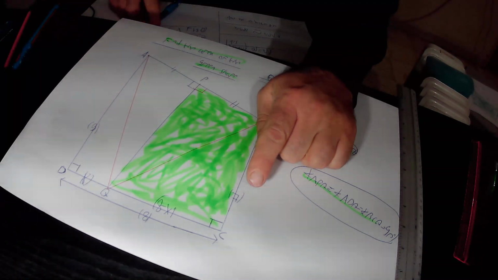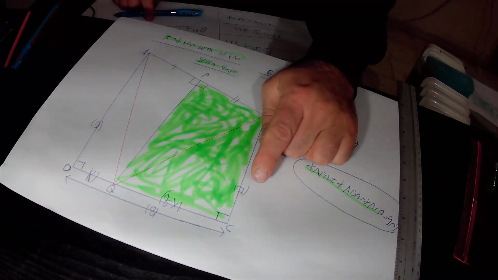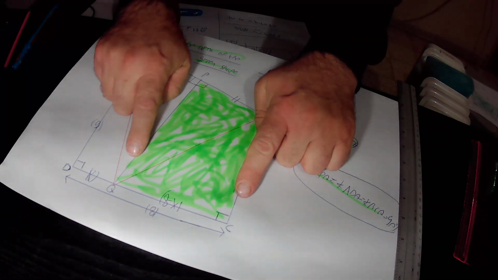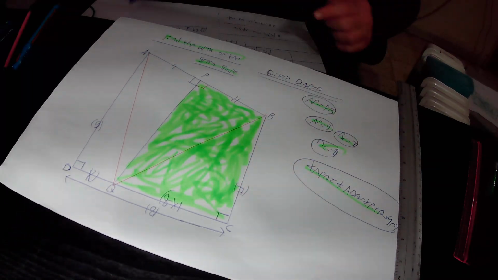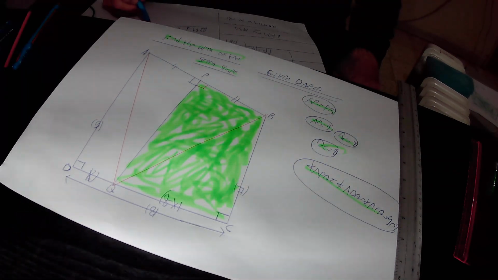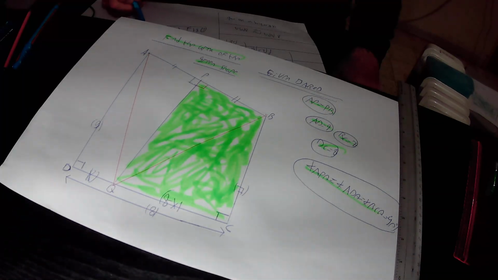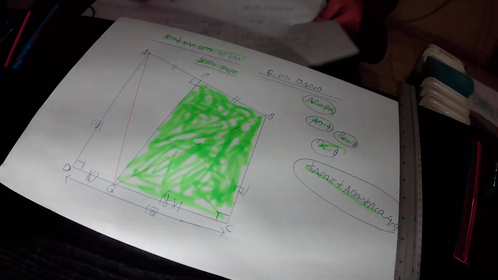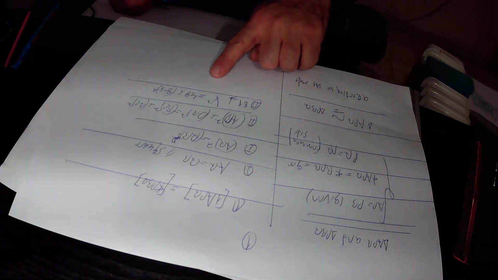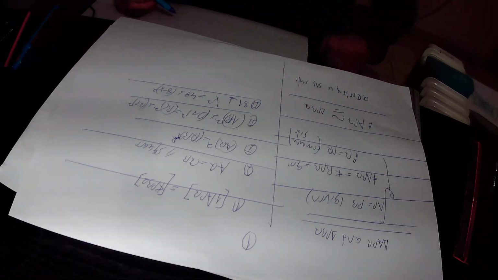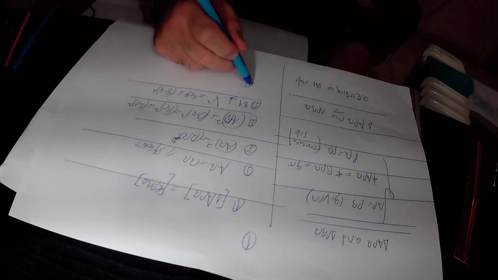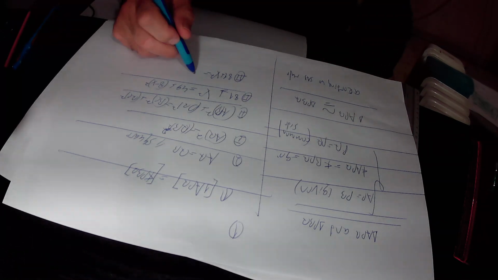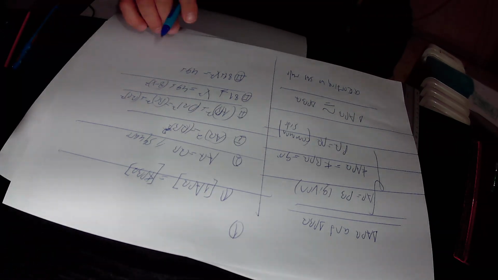Plus QC squared. QC is 8 minus x, therefore QC squared is (8 minus x) squared. So according to equation 2, we found that 81 plus x squared equals 49 plus (8 minus x) squared.